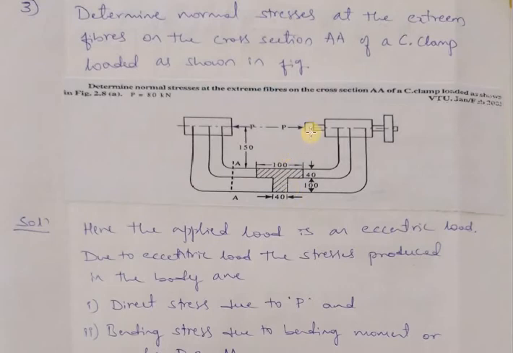As it expands, this and this will move away. When they move away, this layer is subjected to tensile and this layer is subjected to compressive stresses. So we say the inner fiber is subjected to tensile and the outer fiber is subjected to compression.